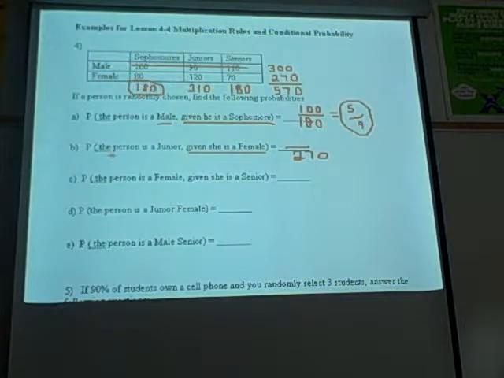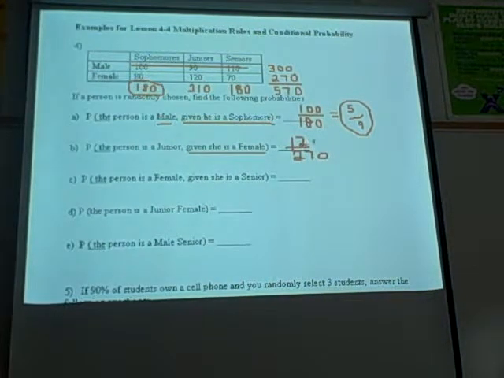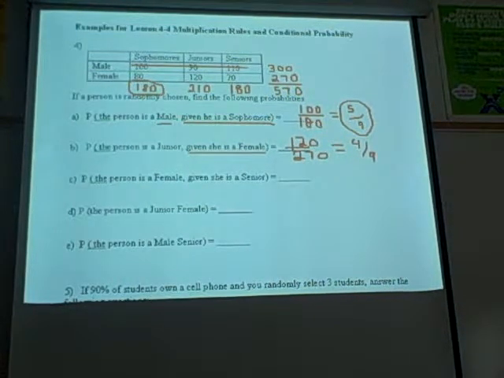And then I want the probability the person is a junior. So how many junior females are there? 120. So your answer is going to be 120 over 270. Divide them both by 10, that's 12 over 27. Divide those both by 3. 4 ninths is the answer. Okay. Any questions about that? So 4 ninths.